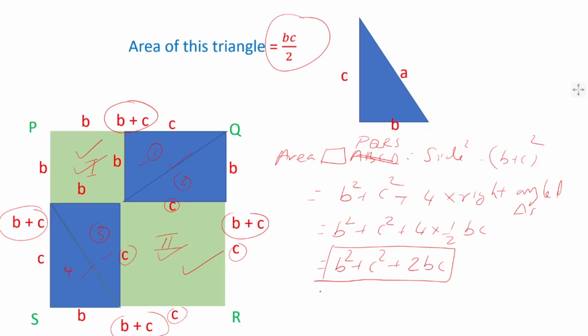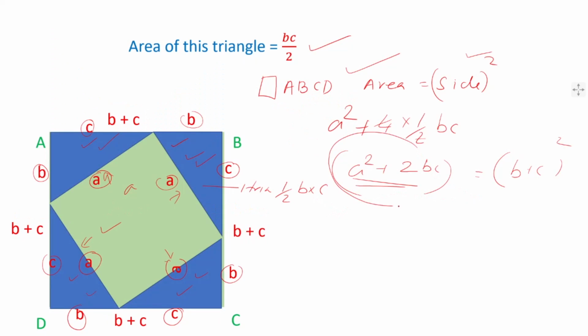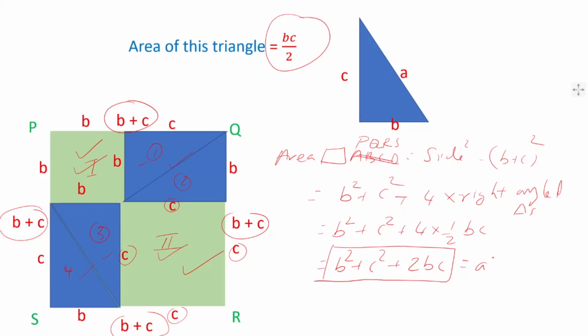Earlier we got the area of the same square as, look here, A square plus 2BC. So both are equal. This is equal to A square plus 2BC. This we got earlier, this we got now. And we can see that plus 2BC here, plus 2BC here, on both sides plus 2BC. So we will cancel it. B square plus C square is equal to A square.